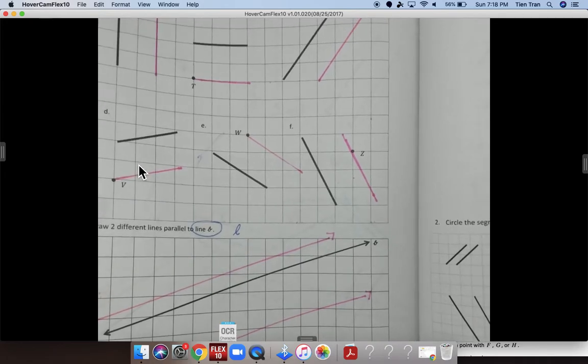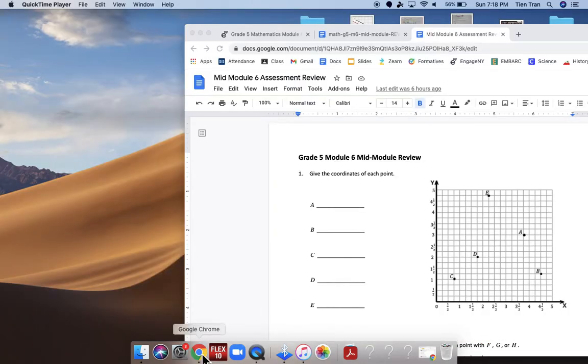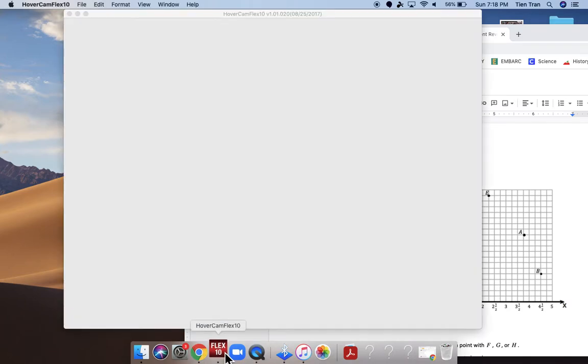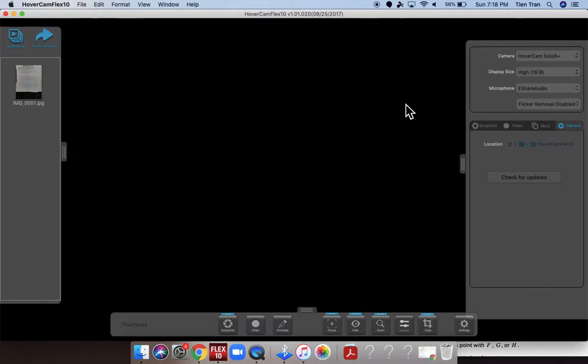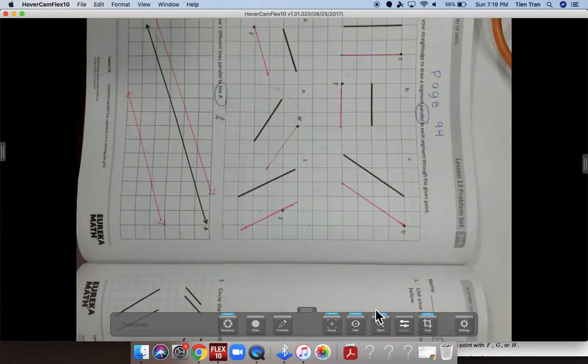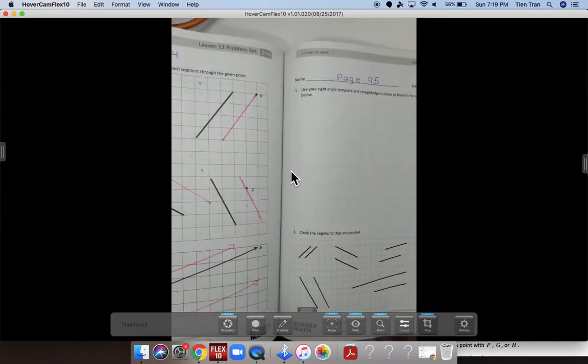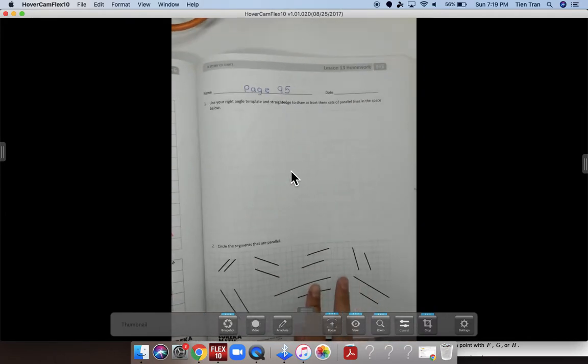Now we're going to move over to page, whoa. Oh no, give me a second, boys and girls. I have to reconnect that. Whenever I touch the wire on my hover cam, it disconnects. But here we go. Let's make sure I flip this and rotate. There we go. Okay, this is page 95. I'll be more careful about touching that wire.